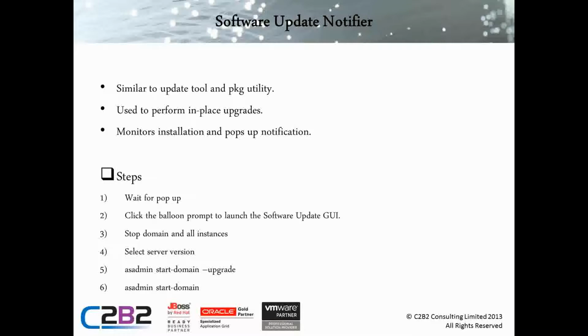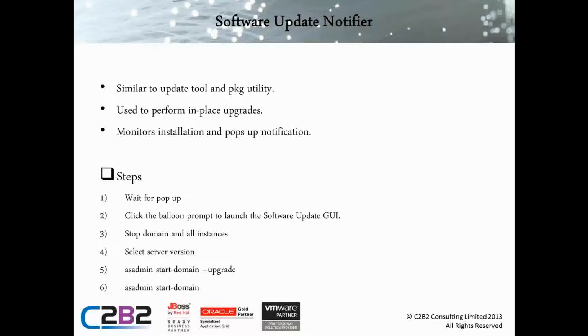So all you do is wait for the pop-up. When the pop-up appears, click on the balloon, and this launches the GUI. You then stop all the servers and domains, select the new server version you want to go to, and run the upgrade command. This does the upgrade for you, and then you start the domain as you normally would.